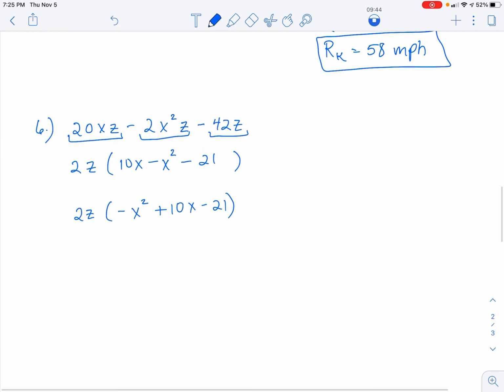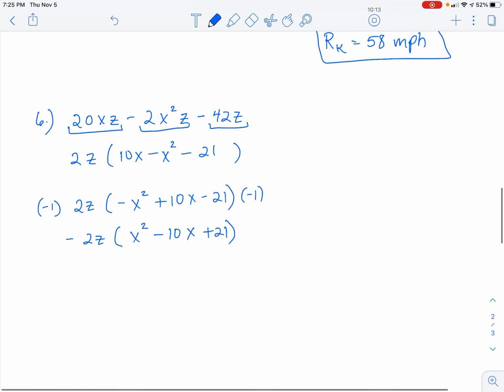Okay, now we know that I cannot have a negative x squared. I need to not have that. So I'm going to multiply the entire thing by negative 1. Everything. So I'm going to write it on this side too, just so we don't forget. So that's going to give me a negative 2z here. And if I multiply negative 1 by every term in that trinomial, I'm going to end up with a positive x squared minus 10x plus 21.